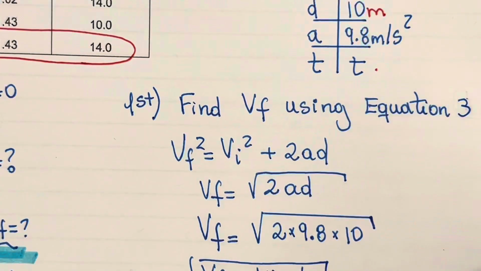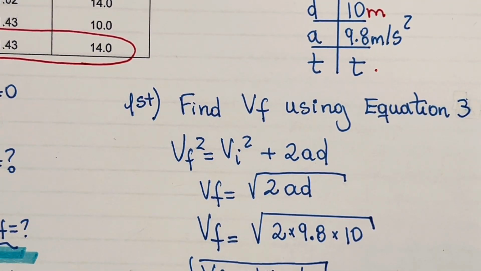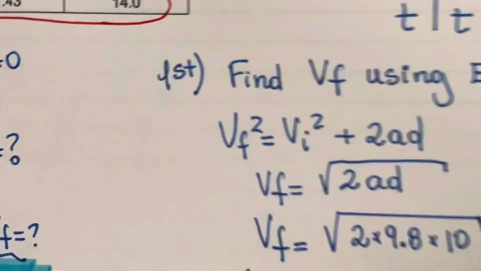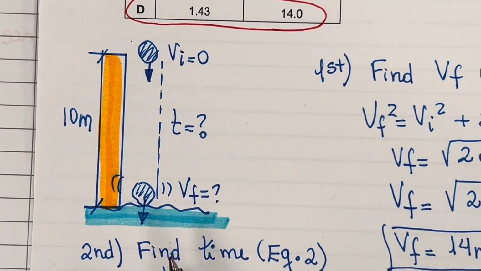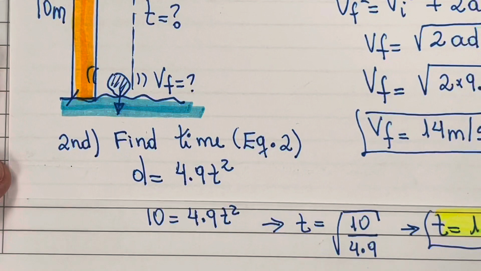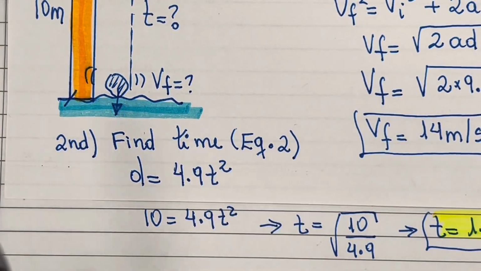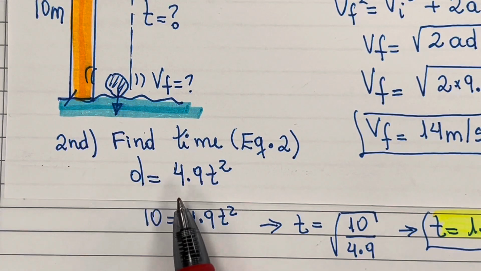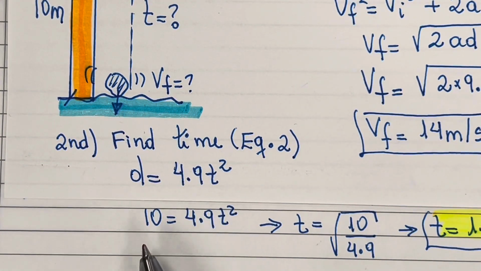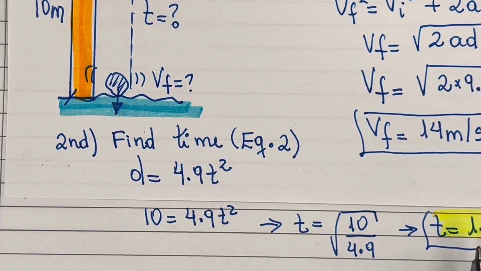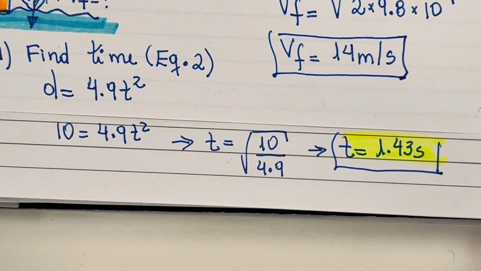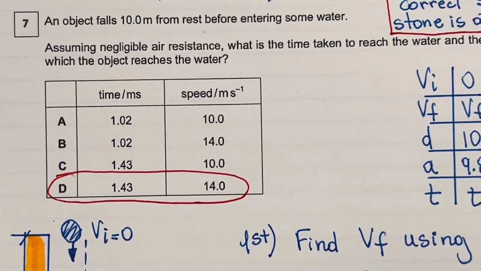And I have some options on the multiple choice A, B, C, D where I see 14. But the time is going to determine which option is correct. To find the time, let's go right here. So for the time it takes to hit the water, we can use equation number 2, simplified, because the initial velocity is 0. So d is 4.9 t squared. The distance or the height is 10. So then we can find the time, which is 1.43. So the answer is option D.